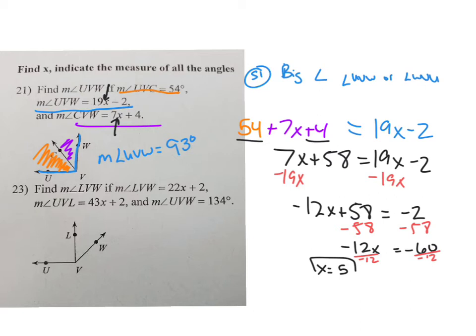Now I'm going to do the orange piece. The orange piece is the measure of angle UVC, which is 54 degrees. Really easy to do. Now I'm going to do the purple piece. So the measure of angle CVW, I'm going to do 7 times 5, which is 35, plus 4, which is 39. So I end up with 39 degrees. Does 39 and 54 add up to be 93? It does, so it works out. All right? That's how you answer this problem.